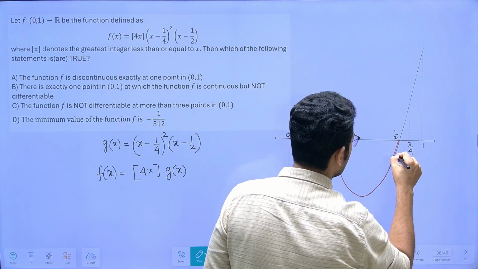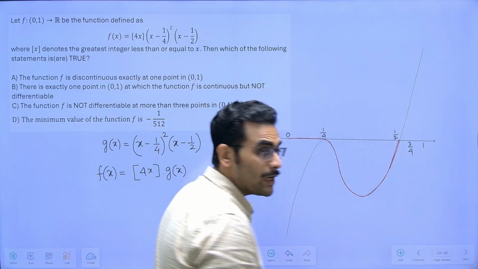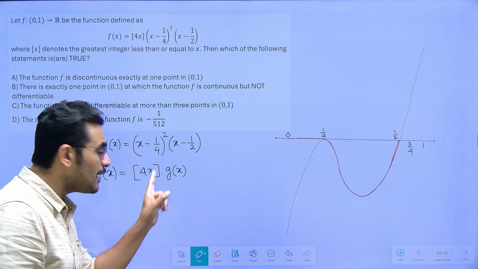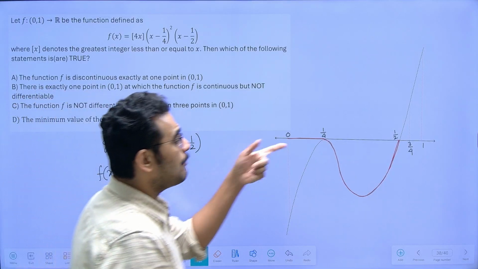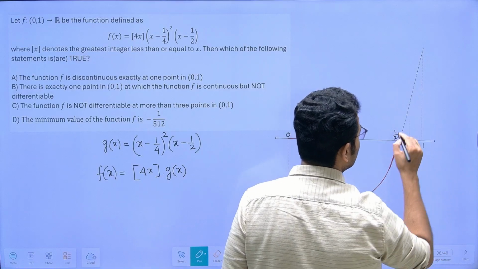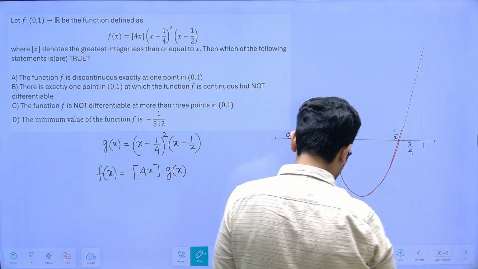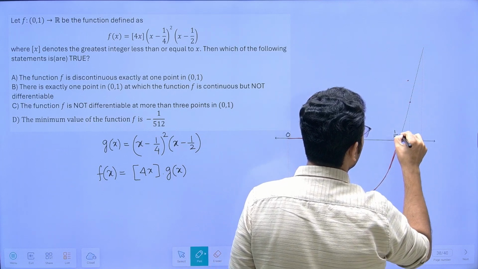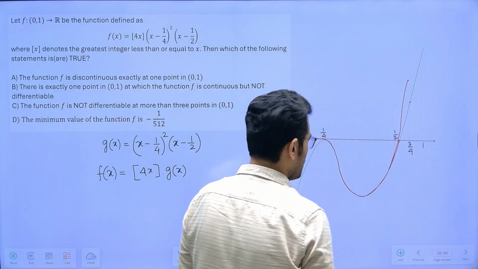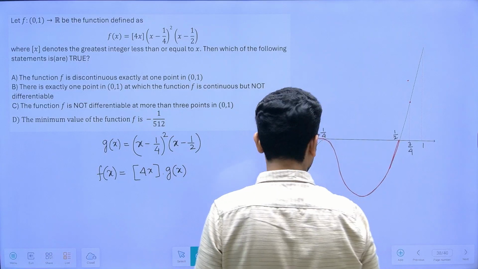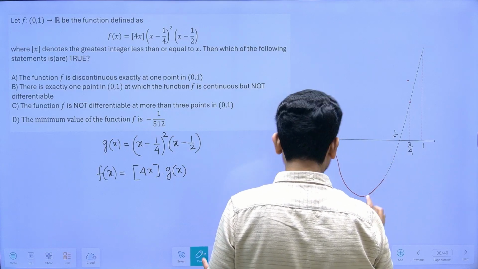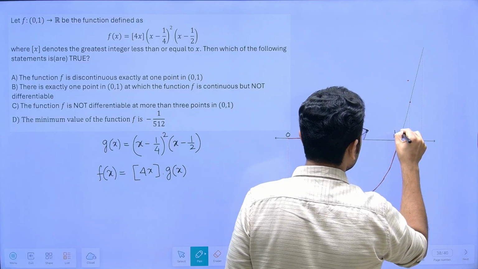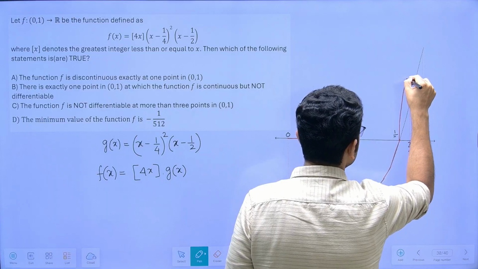Next, 1/2 to 3/4. For 1/2 to 3/4, 4x lies between 2 to 3, floor value will become 2. I am multiplying 2 with g(x), which means all this y value will become twice, so there will be a sudden change in the slope, and all the function value will jump 2 times, okay, so it will be something like this. So it was following the graph and suddenly from here all the function value jumps 2 times.